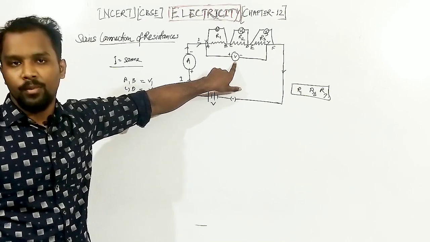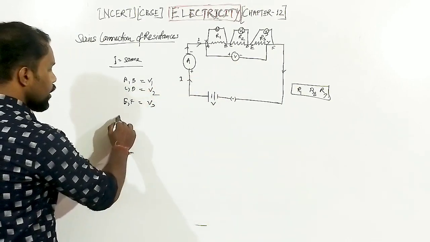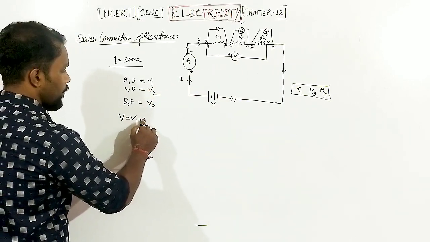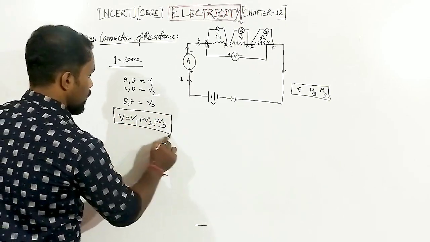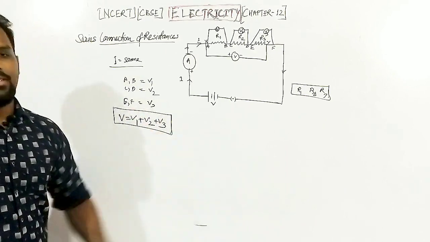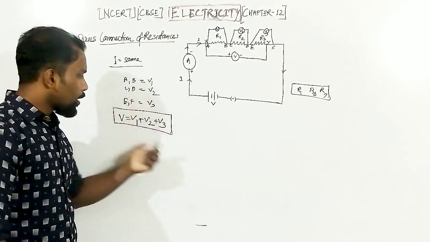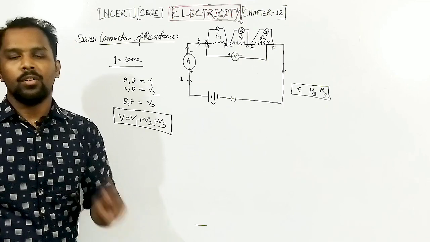That is the whole potential difference. That means what you can write is V equals V1 plus V2 plus V3. This is one fact in the case of a series connection. So what we can say from here is that the potential difference in a series connection remains conserved.